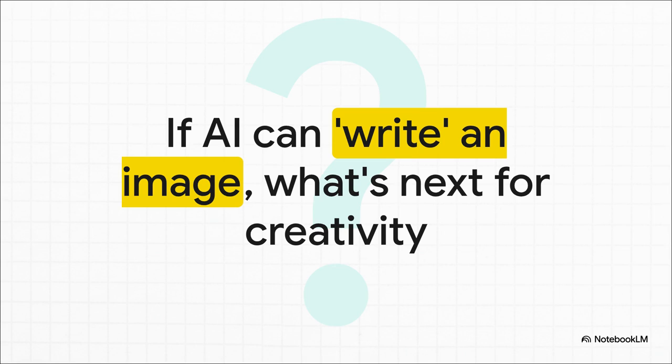By proving that an AI can write a picture with the same fluency it uses for language, NextStep-1 has finally closed that quality gap. It's opened the door to a whole new way of thinking about generative AI, and it leaves us with a really big question. If an AI can now write a picture just as easily as it writes a sentence, what happens next when that line between painting and writing completely blurs away?